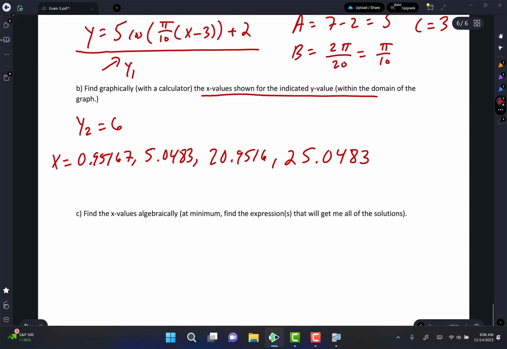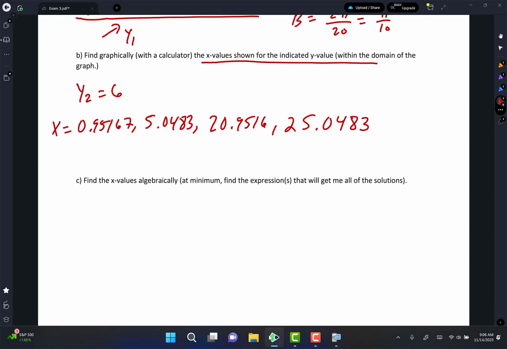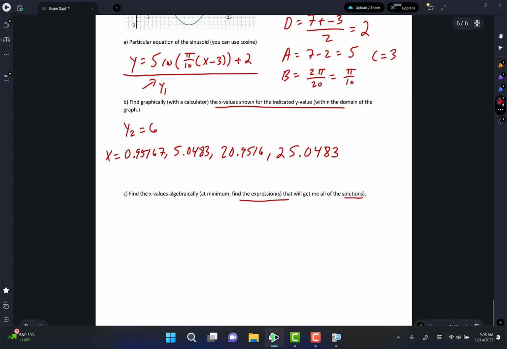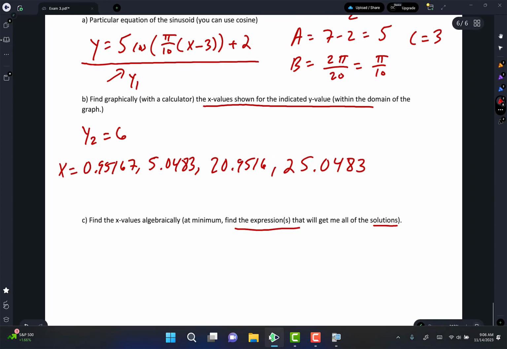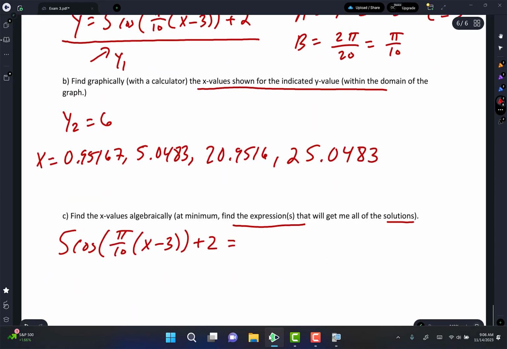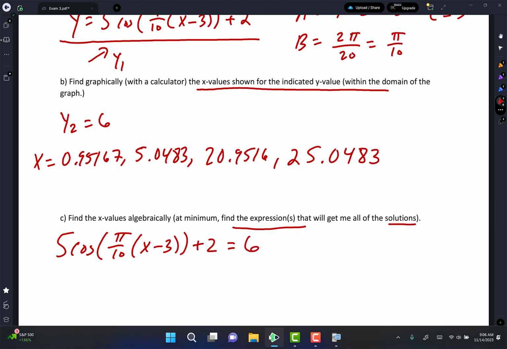All right, last one. Find the x values algebraically. At minimum, find the expressions that will get me all the solutions. Okay, here we go. You get 1 point if you did this. So I'm going to write 5 cosine pi over 10 x minus 3, close, plus 2 equals 6. If you did that, you got a point automatically.